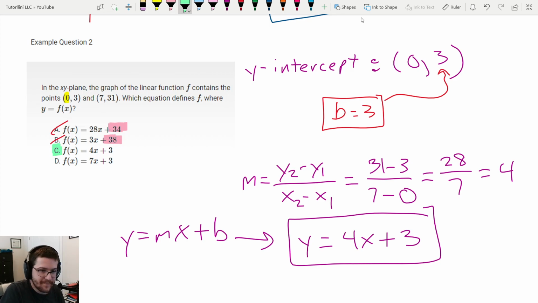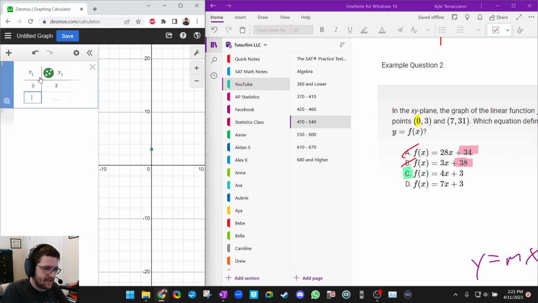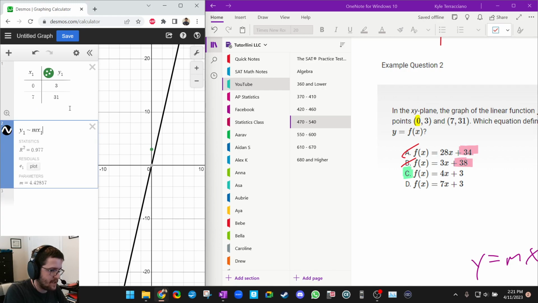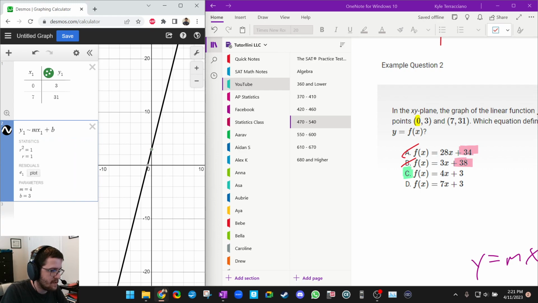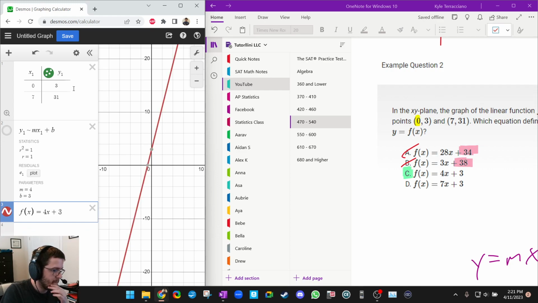all have different slopes. Another thing you can do, I talk about this in one of my other videos, is you can find the equation for anything by doing what's called a regression. So if I type in y1 ~ mx1 + b, you see it tells me m is 4 and b is 3. So in other words, f(x) = 4x + 3. That's another way you could have done it very quickly using Desmos.